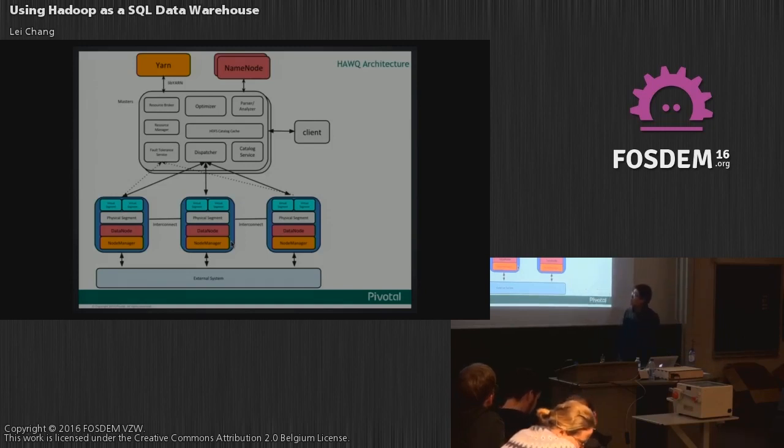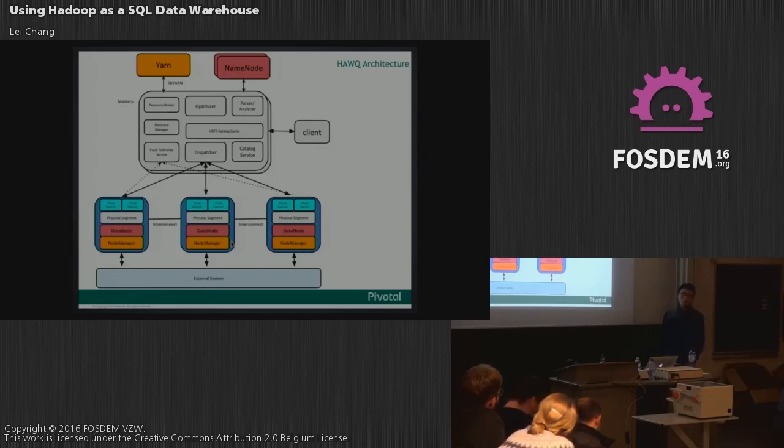Between the physical segments, there is an interconnect. You can see that we have two interconnect implementations. One is TCP based, and the other is UDP based. You may wonder why we need a UDP interconnect. In the early version, we had a TCP-based interconnect. Finally, we found that TCP has a lot of limitations.